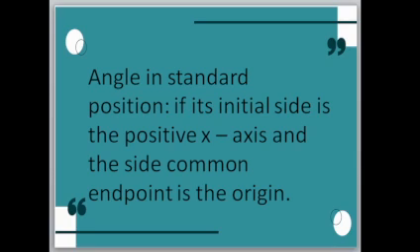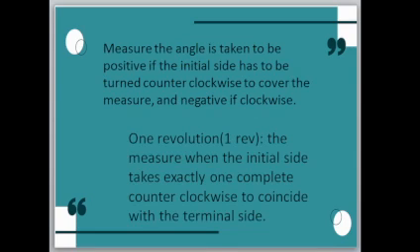An angle is in standard position if its initial side is the positive x-axis and its common endpoint is the origin. The measure of the angle is taken to be positive if the initial side has to be turned counterclockwise to cover the measure, and negative if clockwise.